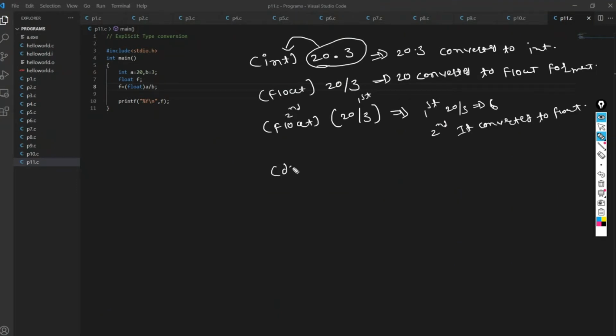Suppose I write double x plus y minus z, an expression like that. What is the meaning of this line? The output will be in double. Yes, exactly. First it will solve this expression, and whatever the output is, whether these are integer data or float data or whatever data, that expression output will be stored in double format.